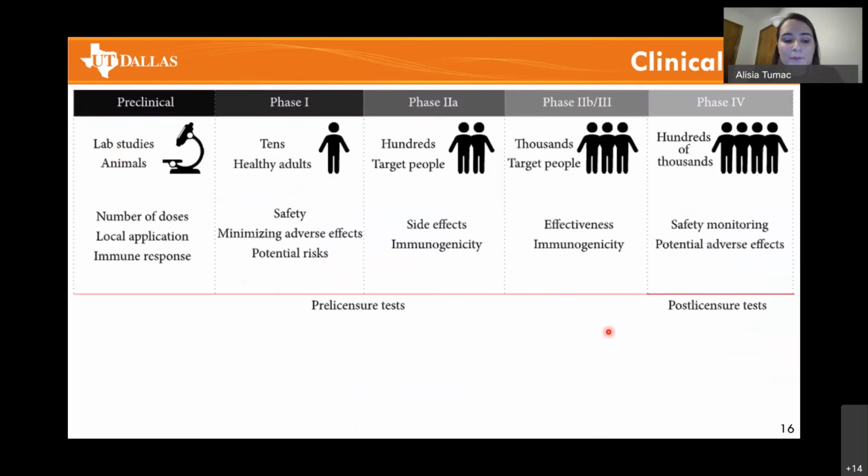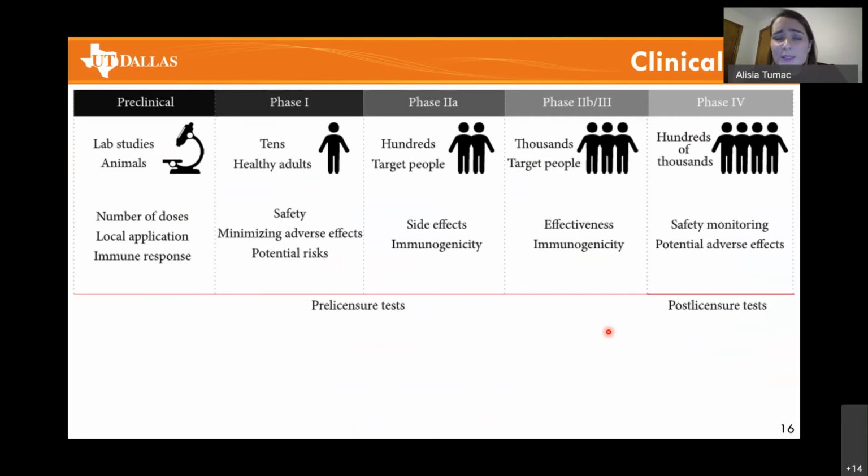The only problem with these delivery systems is that combining two adjuvants will essentially extend the clinical trials, but it can provide a better vaccine with better memory cell lifetime. So I want to briefly go over how clinical trials work, and it usually starts with preclinical trials, which are studies in animals. This will determine the number of doses that they need to form antibodies.